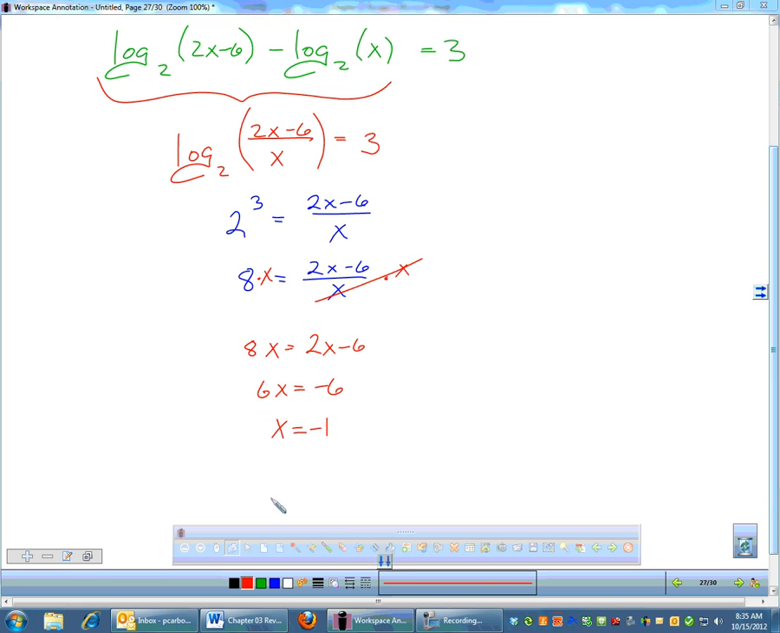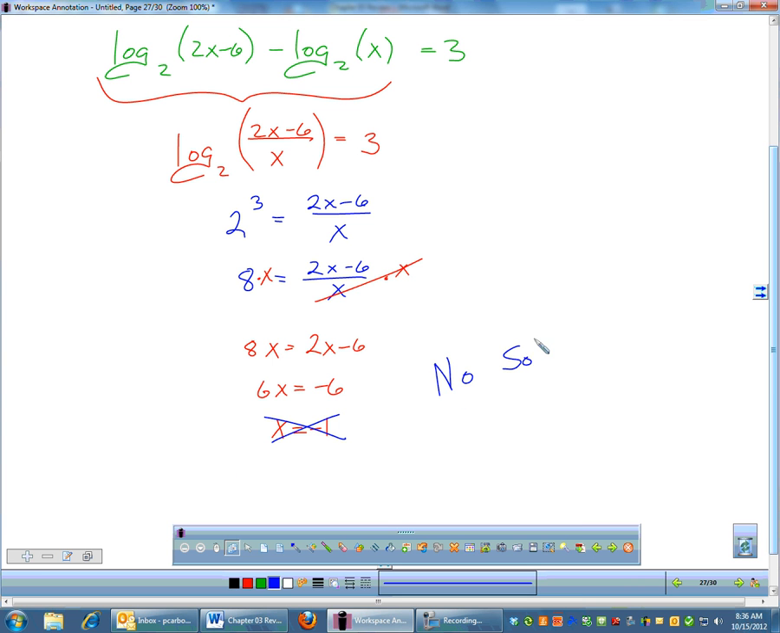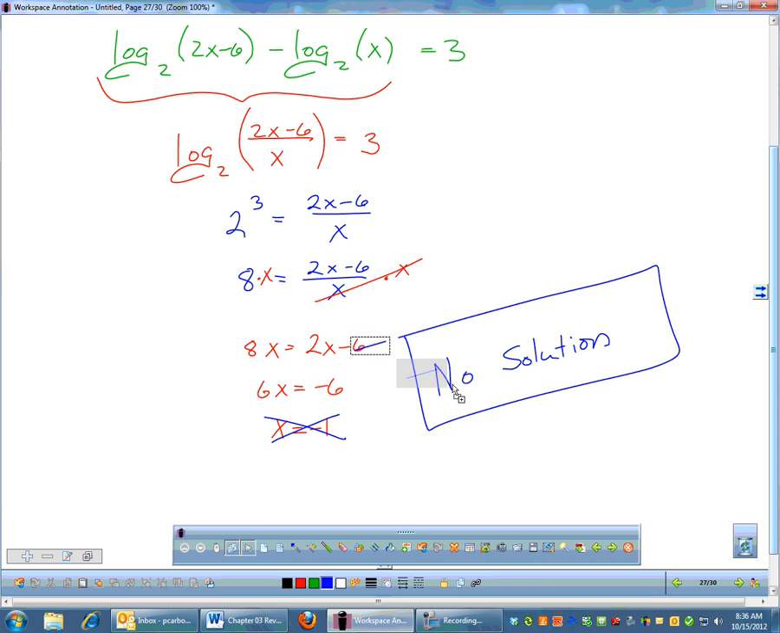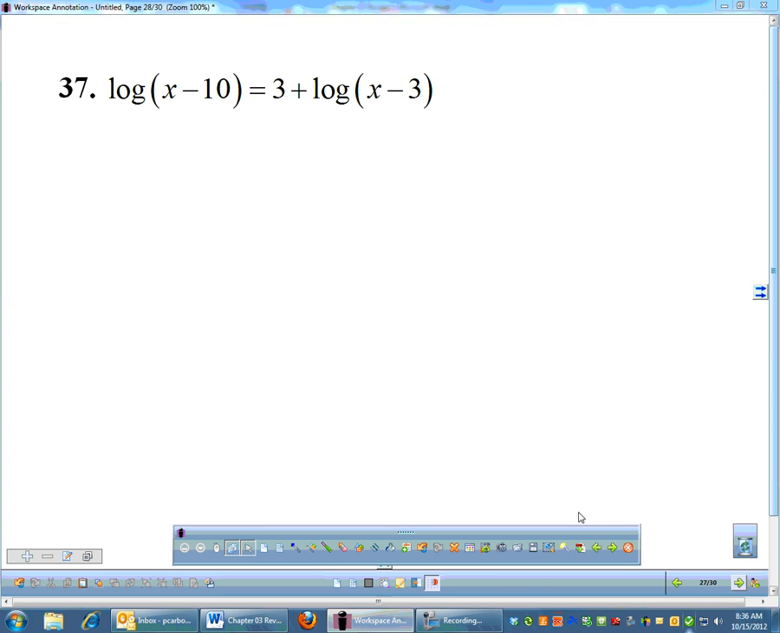So even though my work was good and I got x equals negative 1, we actually throw that out. And since there's no other solution, that means this problem actually has no solution. There is no solution to this problem. That's frustrating. You work so hard to find out that there's no solution. All right, let's see, what else do we have?